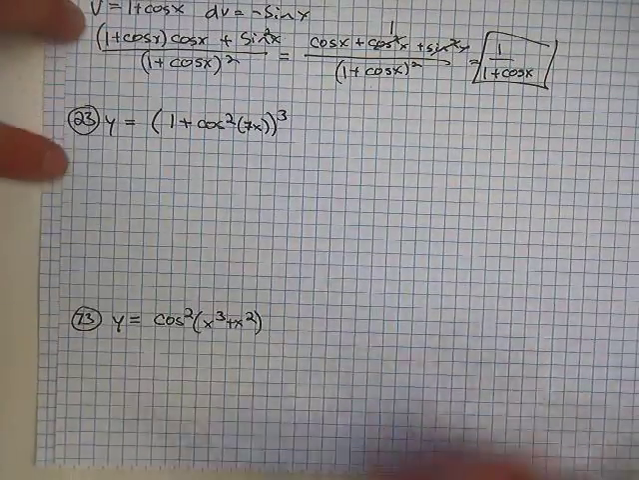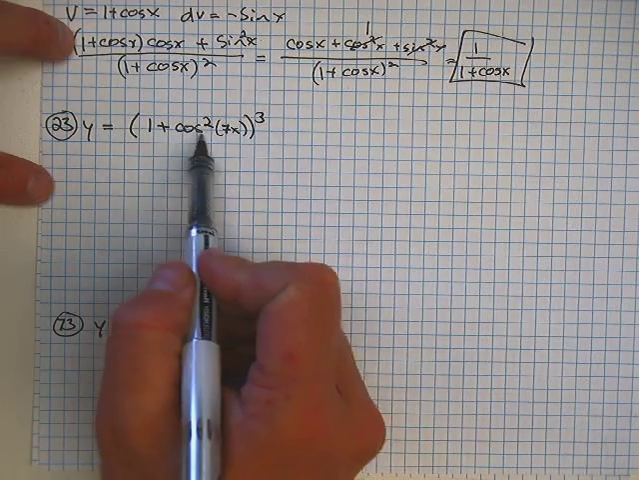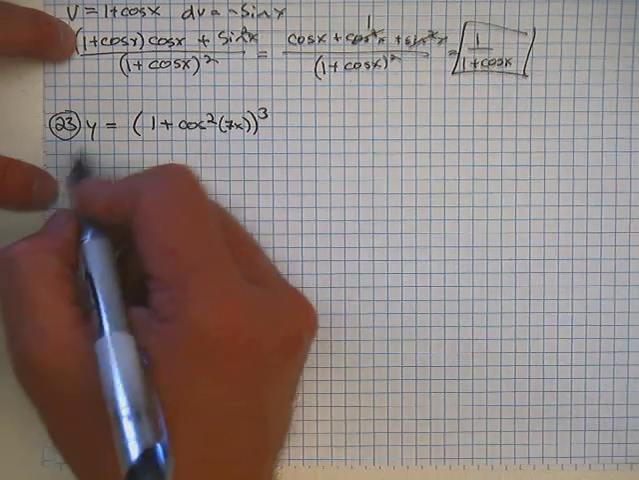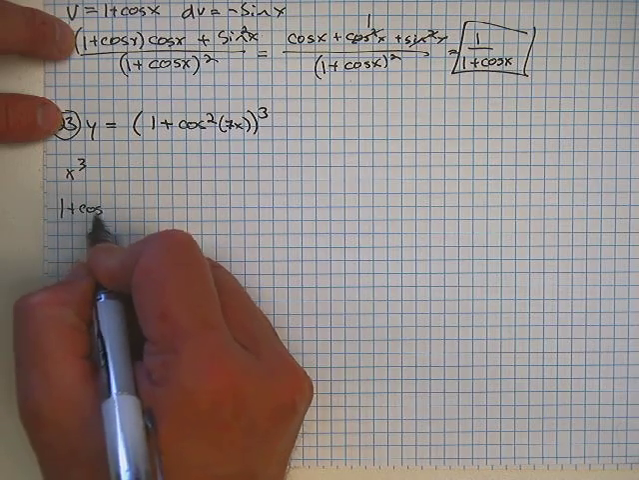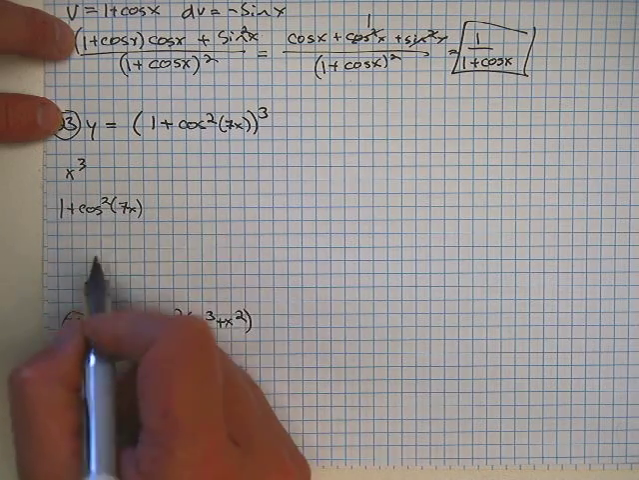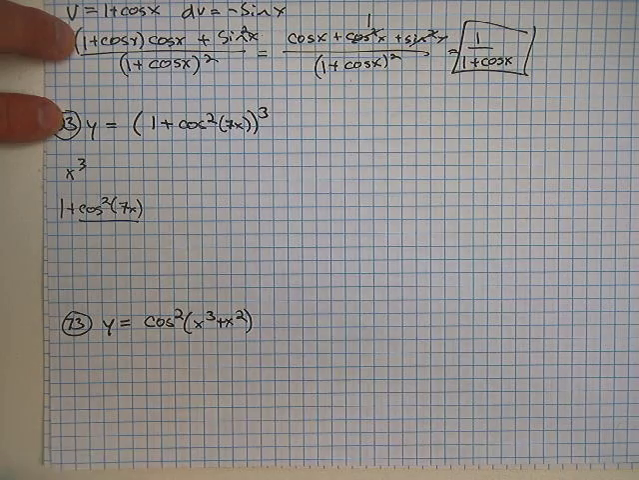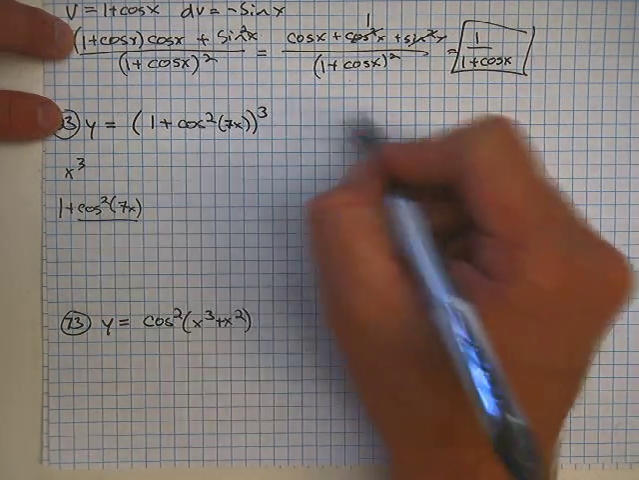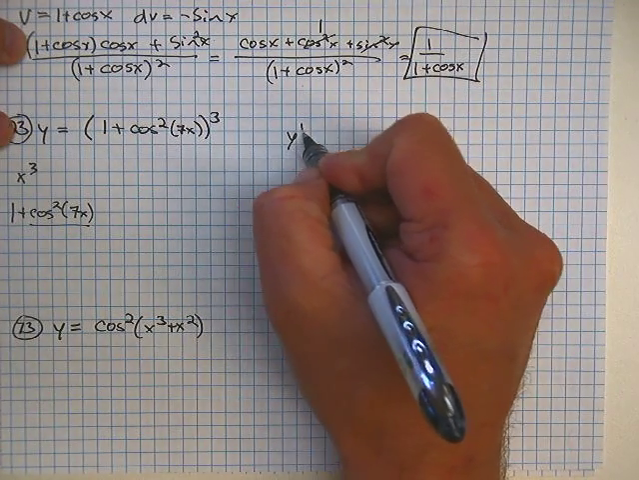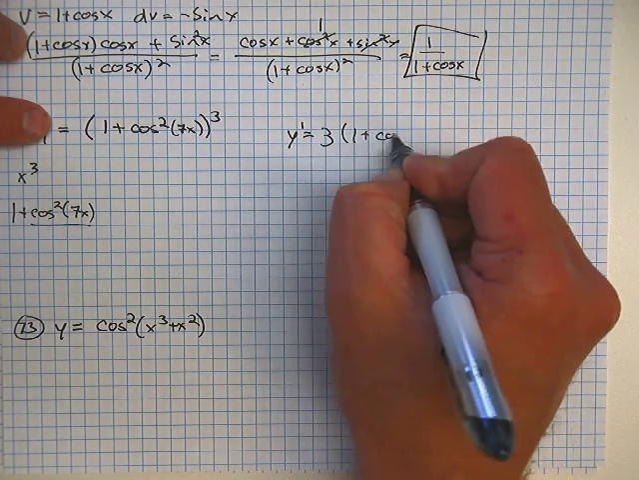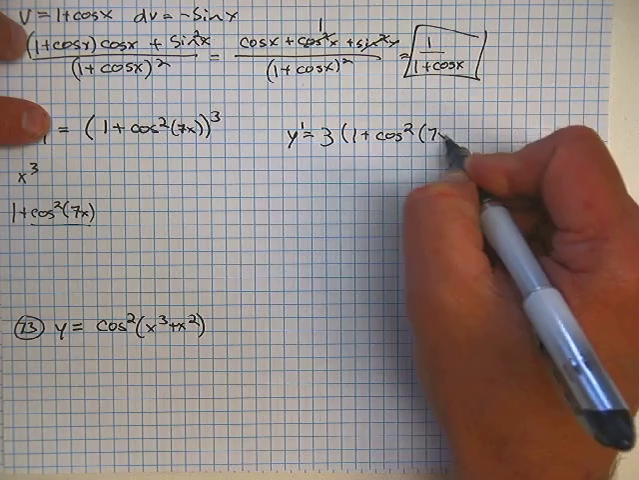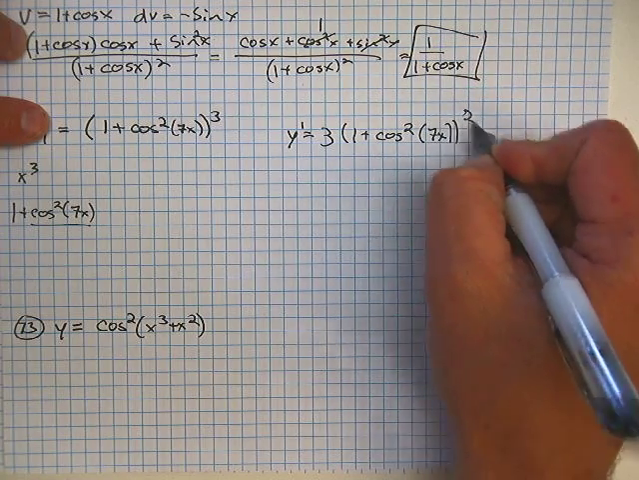Then we got our next one. Once again, we got 1 plus cosine squared 7x, all to the third. The outside function is x cubed. The inside function is 1 plus cosine squared of 7x. Then you look at that, take the derivative of that, we're going to have to use the chain rule again. So I would take this and just start. I go y prime equals 3 times 1 plus cosine squared of 7x to the 2.